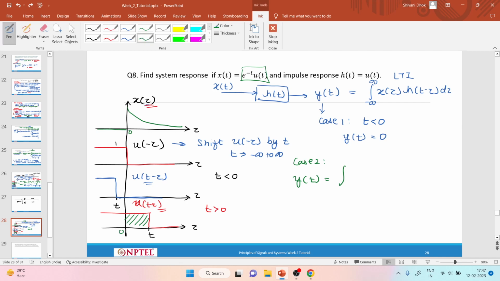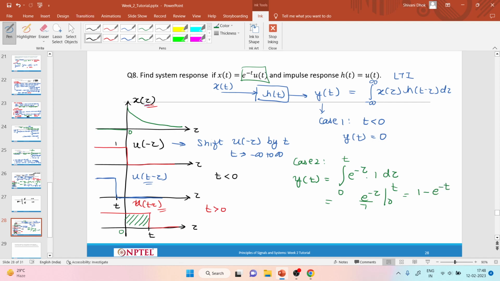the only region where u of t minus tau and x of tau overlap, that will be 0 to t. My x of tau takes the value e power minus tau in this region, and my u of t takes the value of 1 in this region, d tau, and this integral, from 0 to t, reduces to 1 minus e power minus t.